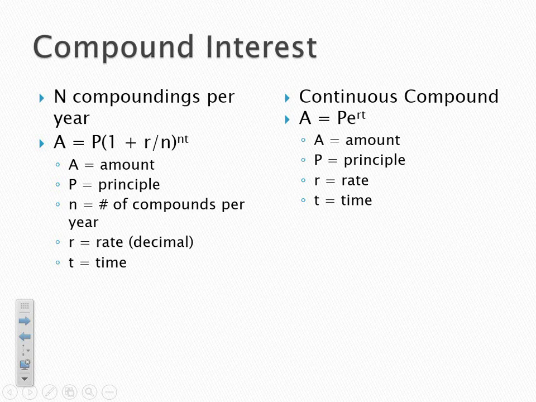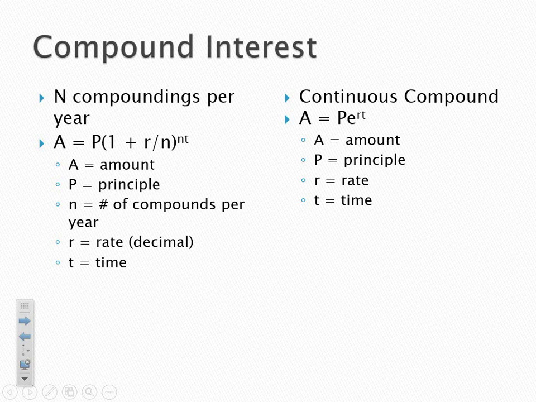Now, a couple of things that we need to point out in this formula. We need to make sure everybody understands what a principal is. The principal is the amount of money that you begin with. How much are you depositing? That's your principal amount. That's where we start. For our compounding per year formula, N is representing how many times it will compound.